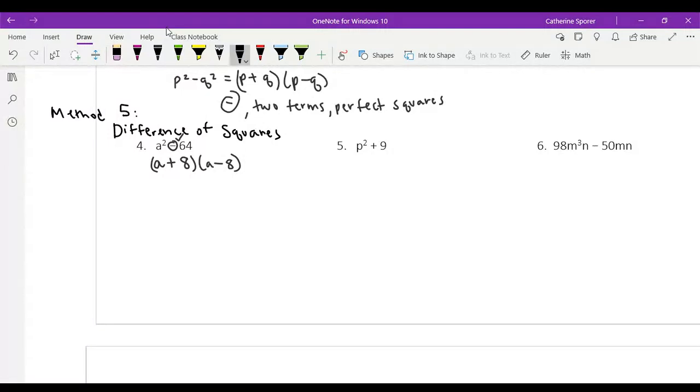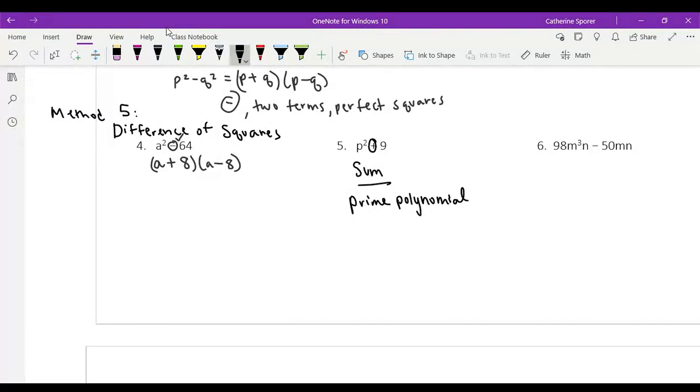So example 5, p squared plus 9, those are perfect squares, but this is a sum and not a difference. So that actually means that this polynomial is prime, which means that it's not factorable. So we can only use the difference of squares pattern when we have subtraction or a difference between the terms.